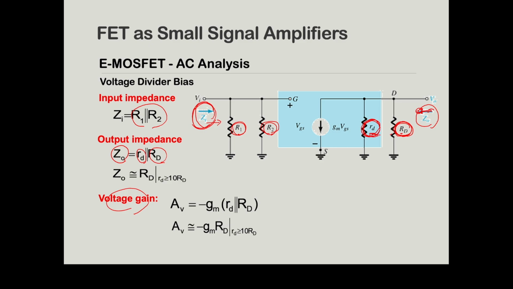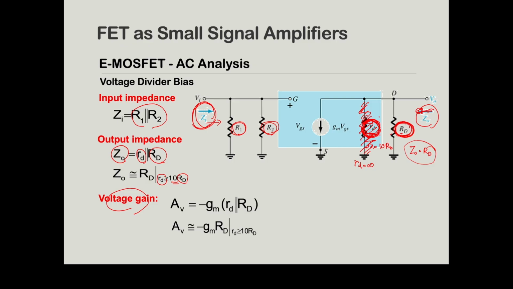Usually small rd is very large. How do you know if rd is large or not? If the value of rd is 10 times the resistance RD, you can neglect it. It means that rd is too large, so it will become an open circuit at this particular part. In that case, your output impedance will become only RD.